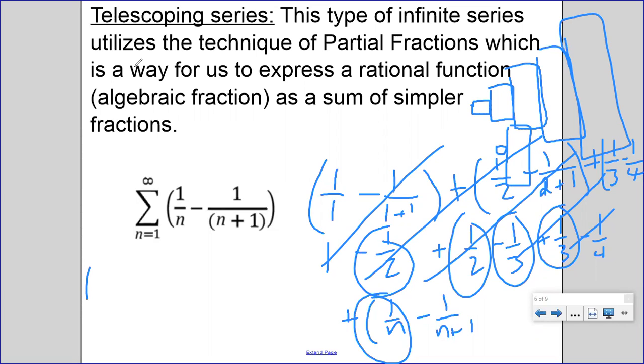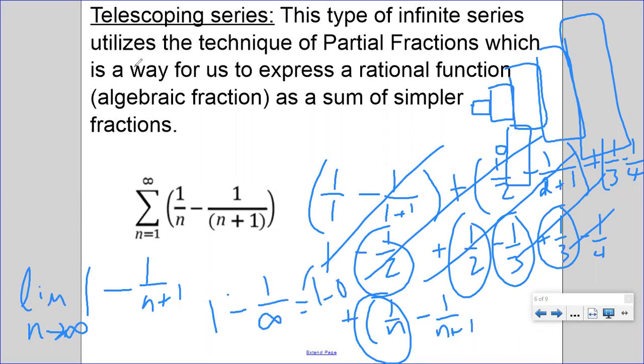And so we get 1 minus 1 over n plus 1. Well, yeah, but what's n plus 1? Well, the limit as n approaches infinity says plug infinity in for n. So 1 minus 1 over infinity is just 1 minus 0. So 1.